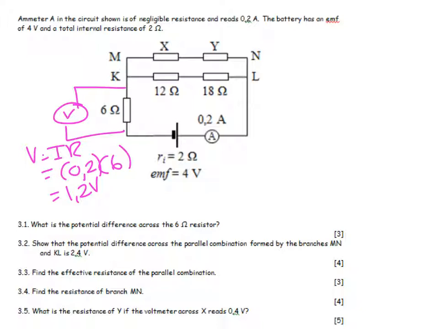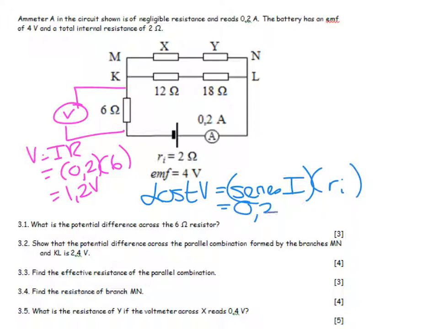Show that the potential difference across the parallel combination is going to be 2,4 volts. Well, let's take a look. If I were to say, how much lost volts did we have altogether? Let's say lost volts is equal to series current multiplied by internal resistance, 0,2 multiplied by 2, and I land up with 0,4 volts.